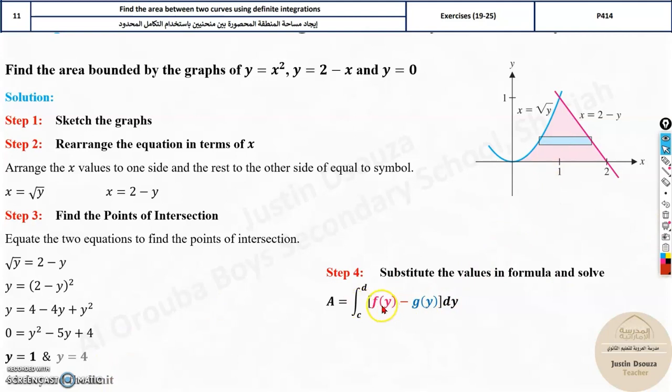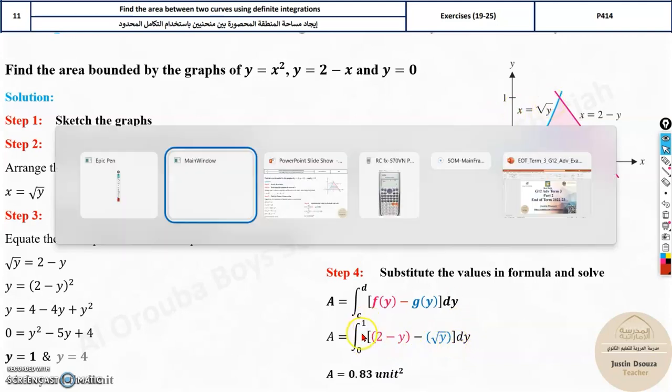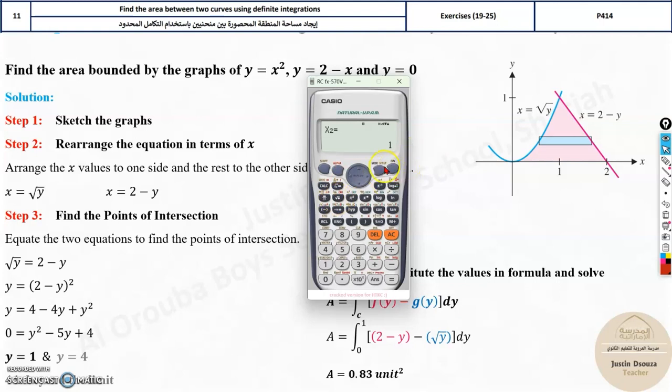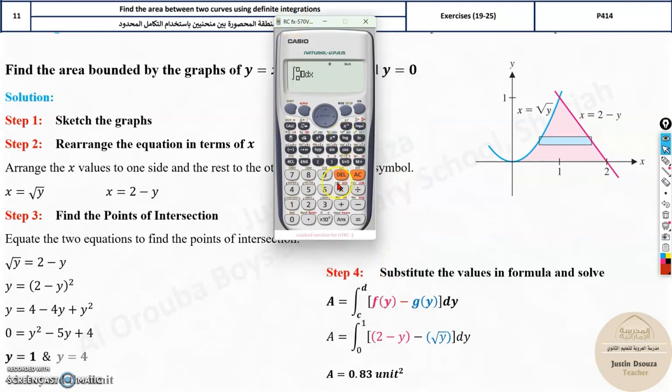This was the formula we saw: integral from c to d of f(y) minus g(y) dy. All you do is ask, what is the right function? Right is 2 minus y minus square root of y dy from 0 to 1. Put it in the calculator. It is very straightforward. Use this symbol over here, the definite integral, and then you just use the brackets.